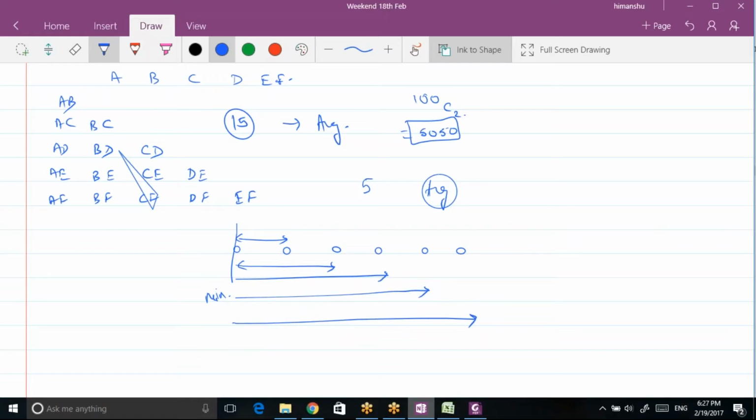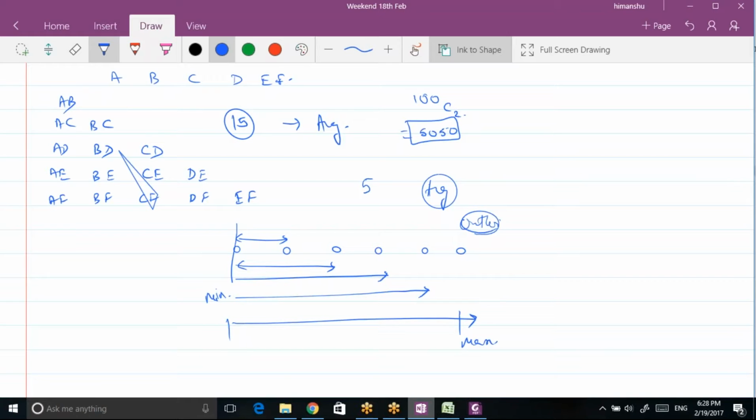But the problem in this scenario is, in the final average, the contribution of this value will be the most, which can be my outlier, right? Because it is the extreme value. So this method is prone to outliers. If I have outliers, then the average also will become very high.